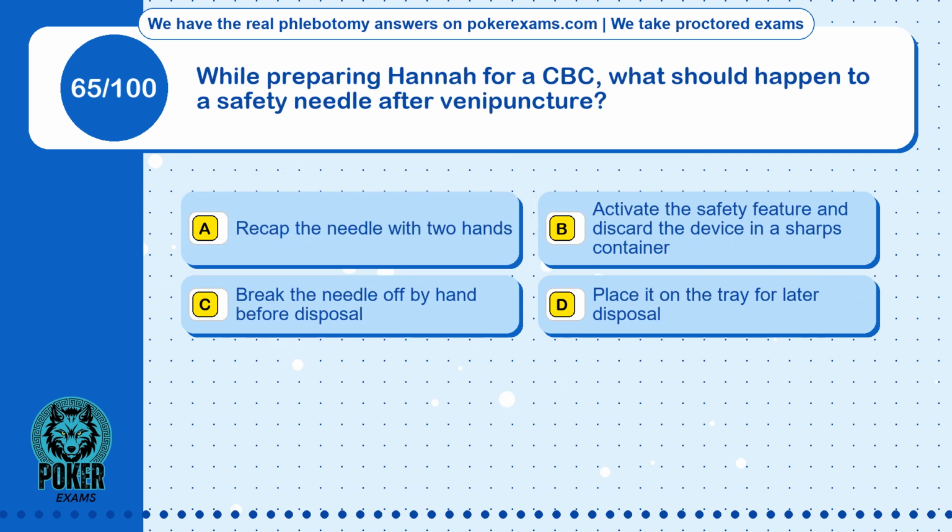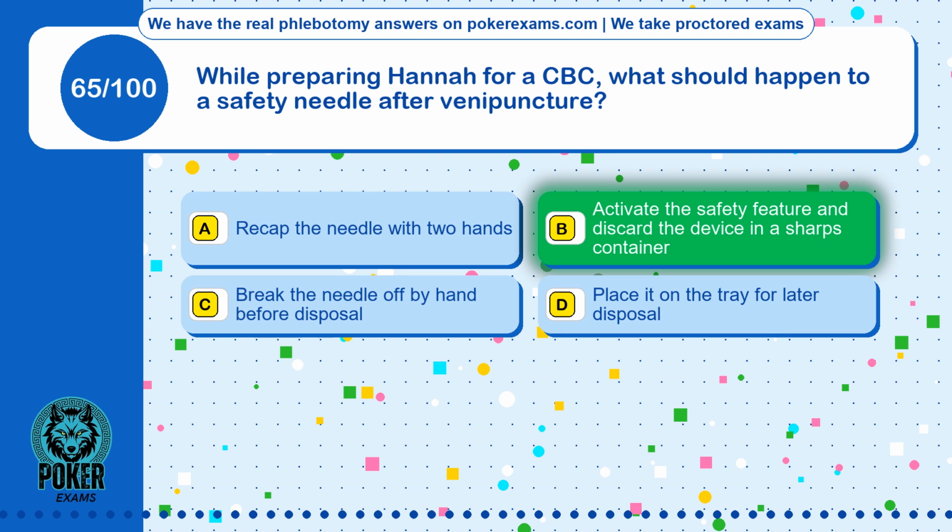Question 65. While preparing Hannah for a CBC, what should happen to a safety needle after venipuncture? Option A, recap the needle with 2 hands. Option B, activate the safety feature and discard the device in a sharps container. Option C, break the needle off by hand before disposal. Option D, place it on the tray for later disposal.